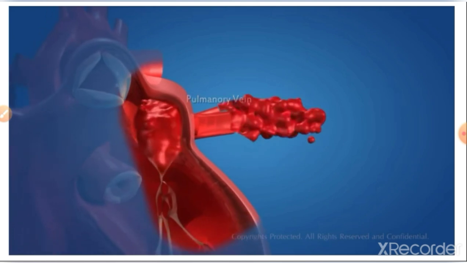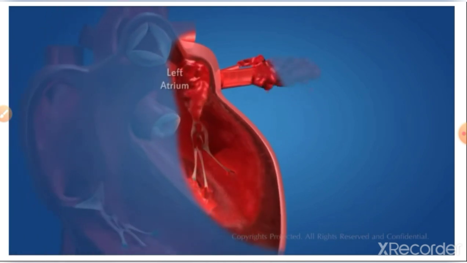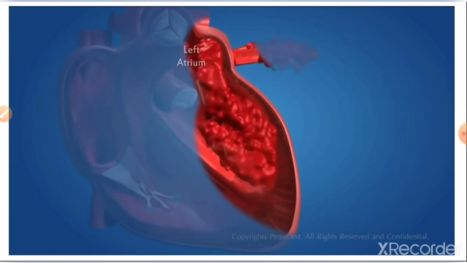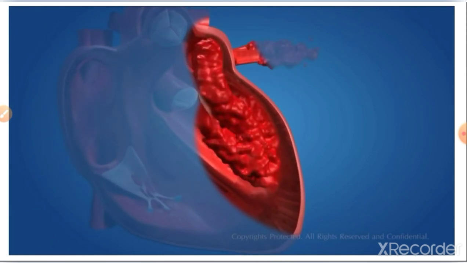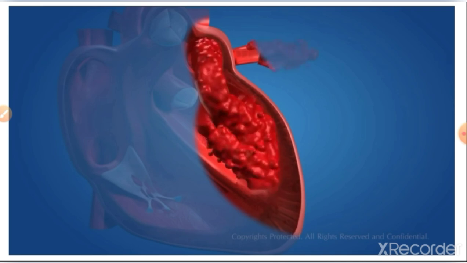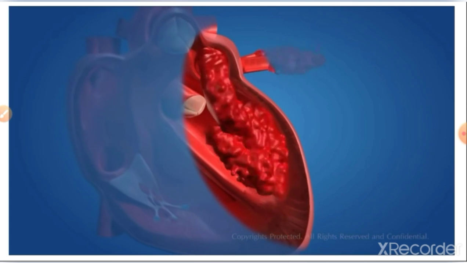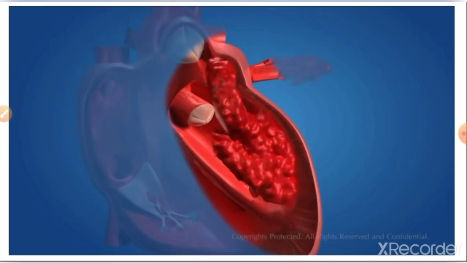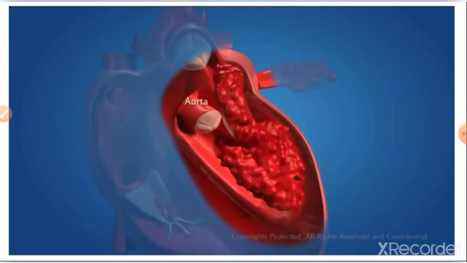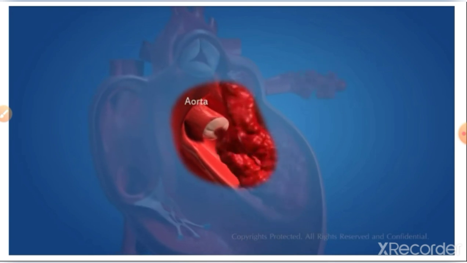The left atrium contracts and pumps the blood to the left ventricle through the one-way valve. Then the left atrium relaxes and the left ventricle contracts and pushes the blood to the aorta. Then the aortic valve opens up and the aorta takes the blood to the rest of the body, except the lungs.